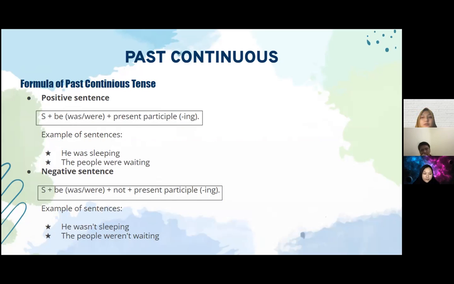The second formula is negative sentence. The formula is subject plus be. We can use was or were plus not plus present participle with the verb ing. The example of the sentences is he was not sleeping, or we can say he wasn't sleeping. The second one is the people weren't waiting.